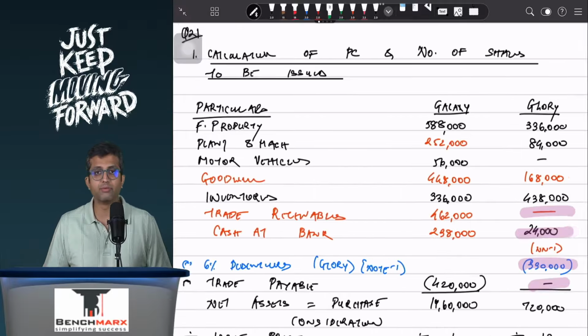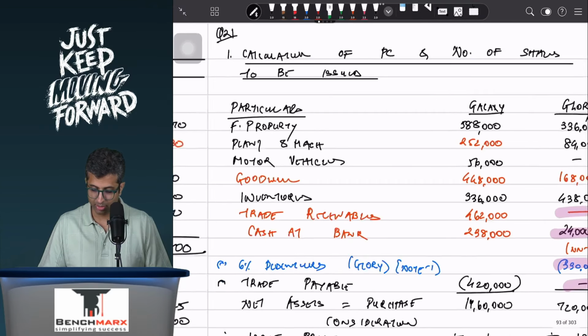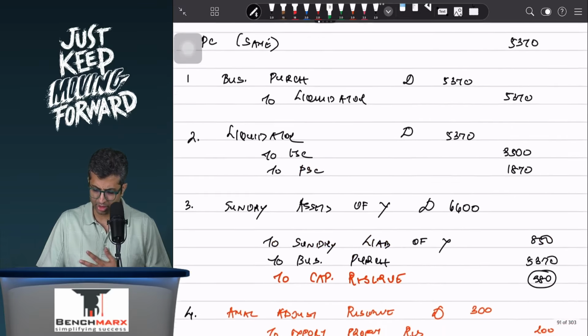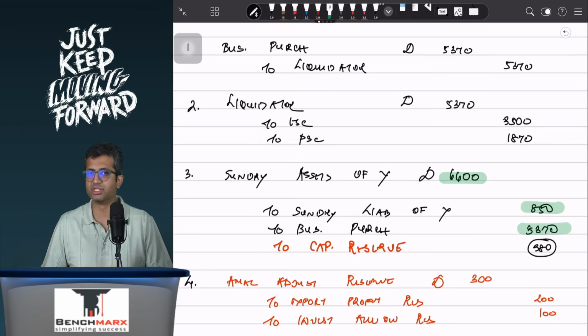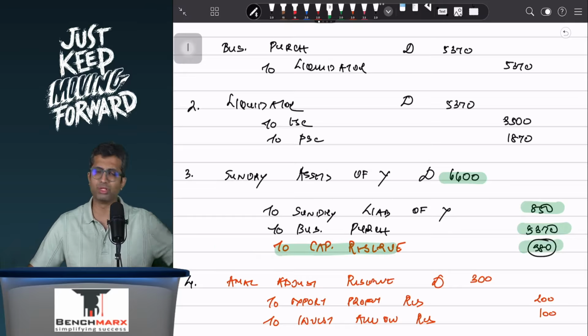And when I take over the liabilities, will there be any reserves over here? No. So if I look at this, there will be no reserves over here which are taken over. Amalgamation nature of purchase. So this will be sundry assets 6600, sundry liabilities 850, to business purchase 5370. Balancing figure is capital reserve. If it came on the debit side, it would have been goodwill. Now I'll have to have a statutory reserve.